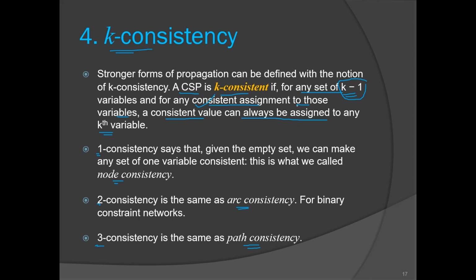So for the next variable, we have to assign the value so that it is consistent with the previously found consistent assignment. Getting my point? We will consider k minus 1 variables and they have a consistent assignment, meaning no constraint is violated. And for the next kth variable, we have to assign that value which will be consistent with this previously consistent assignment. That means now these k variables are in a consistent state. So this is about k consistency.